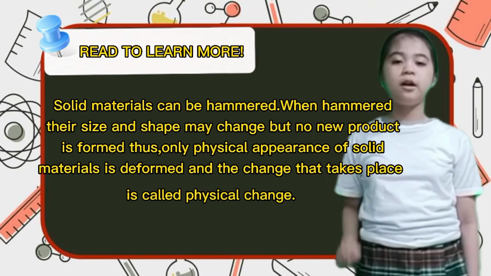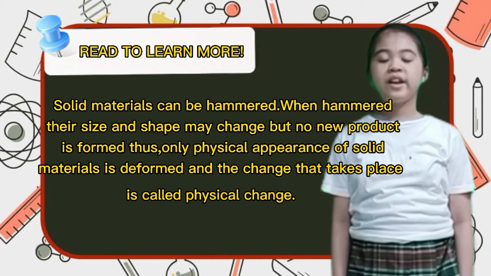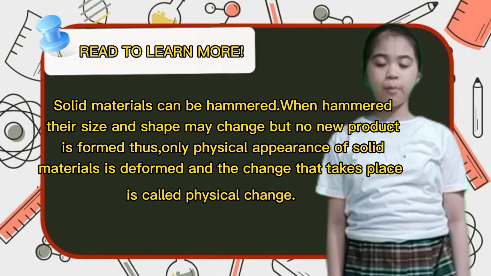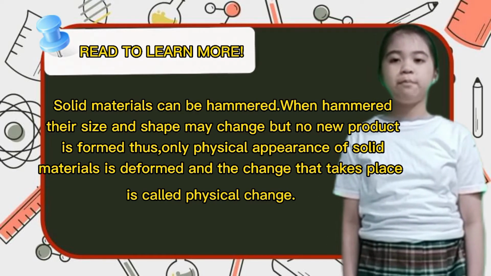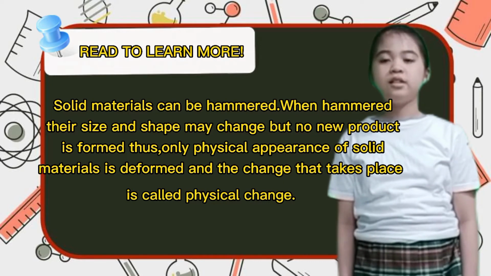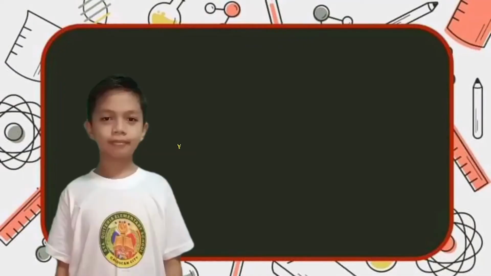Read to learn more. Solid materials can be hammered. When hammered, their size and shape may change, but no new product is formed. Thus, only the physical appearance of the solid material is deformed, and the change that takes place is called physical change.